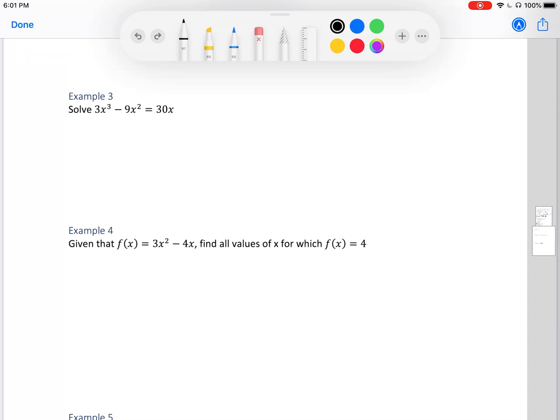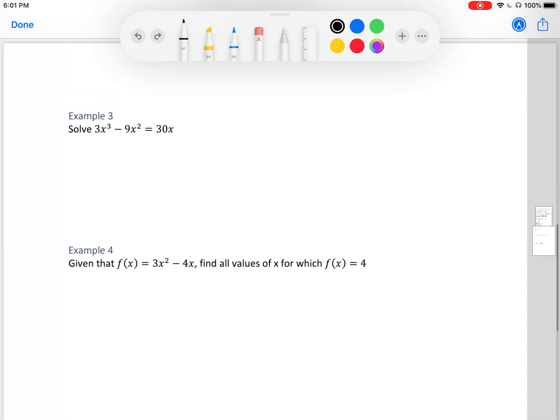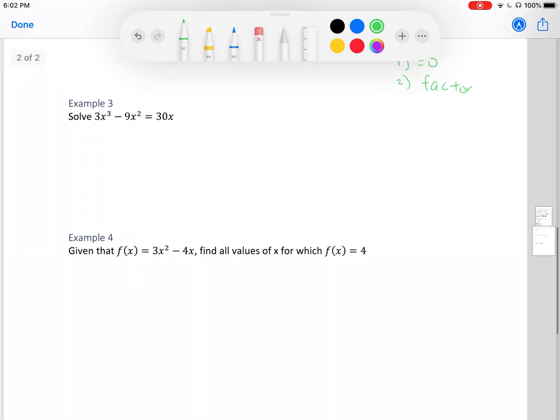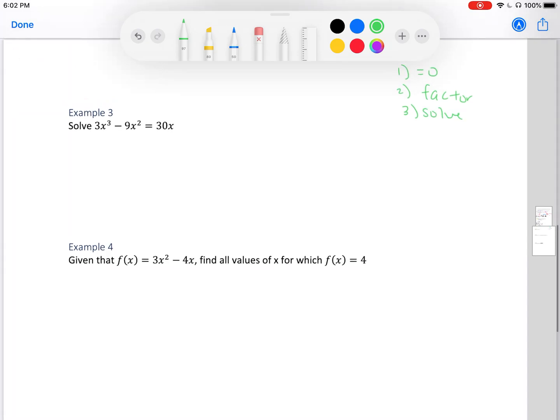Solve 3x cubed minus 9x squared equals 30x. So our first rule is we first want to set it equal to 0. Second, we factor. And our third step was solve. So let's go ahead and do that. Our first step is to set it equal to 0. So let's go ahead and move that 30x: minus 30x is 0, minus 30x. So that we have 3x cubed minus 9x squared minus 30x is equal to 0.